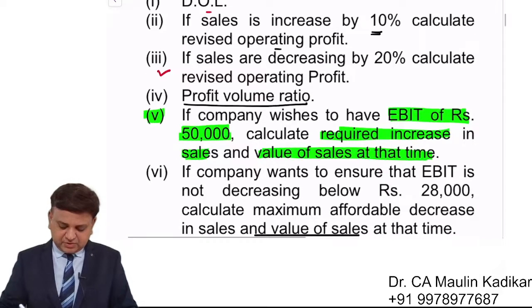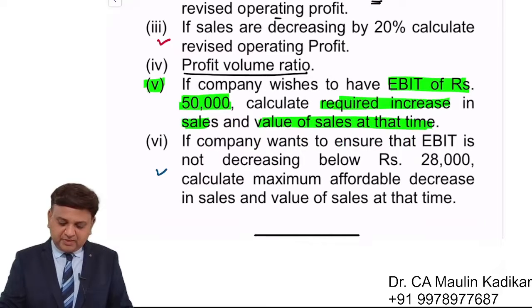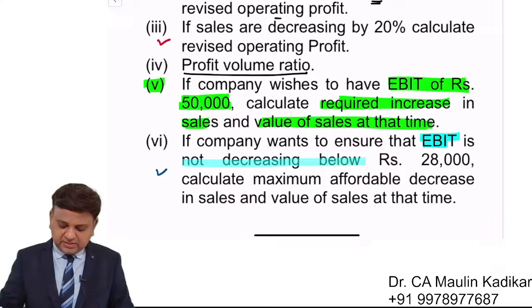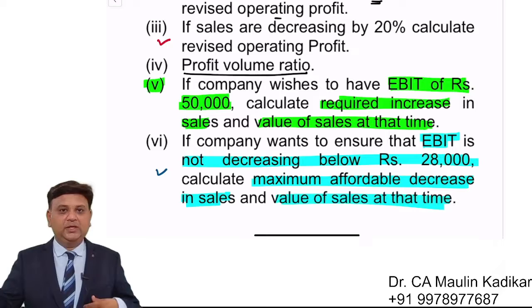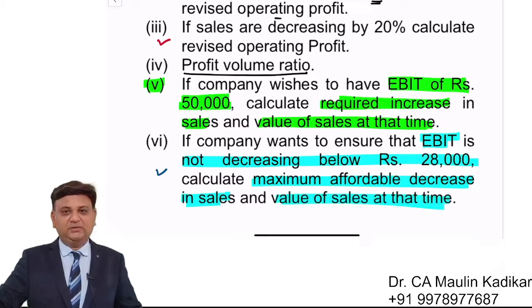Please give answer for the sixth question. If the company wants to ensure EBIT is not decreasing below 28,000, calculate the maximum affordable decrease in sales and value of sales at that time. Please give answer of the sixth question.